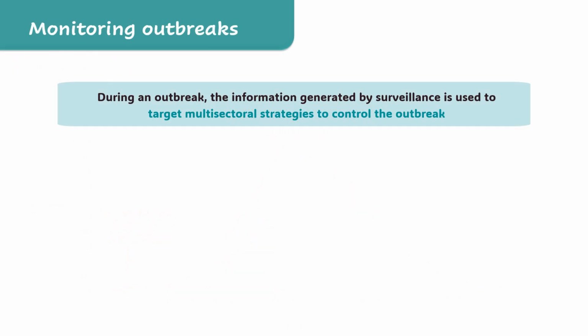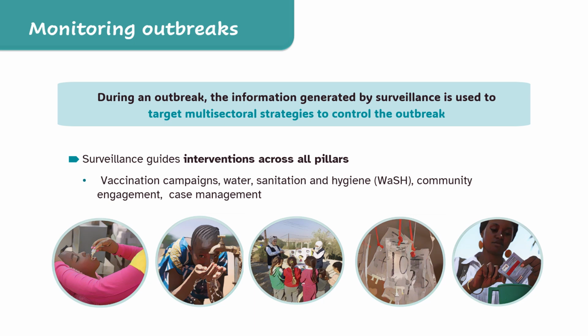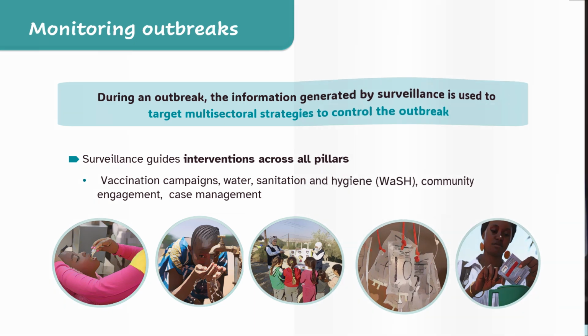As the last surveillance objective, during an outbreak, if cholera has spread in the community, surveillance continuously generates information that is directly used to target effective multisectoral strategies to control and end the outbreak. Surveillance is pivotal to guide interventions across all cholera control and prevention pillars, from vaccination campaigns to water, sanitation, and hygiene efforts, community engagement, and case management.